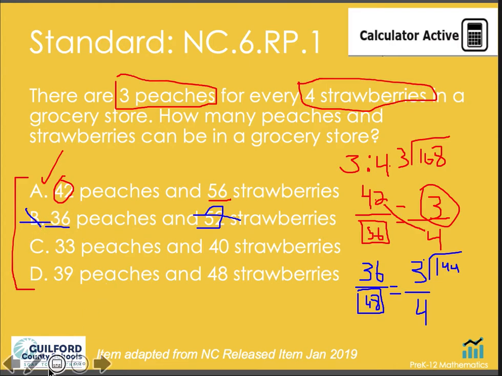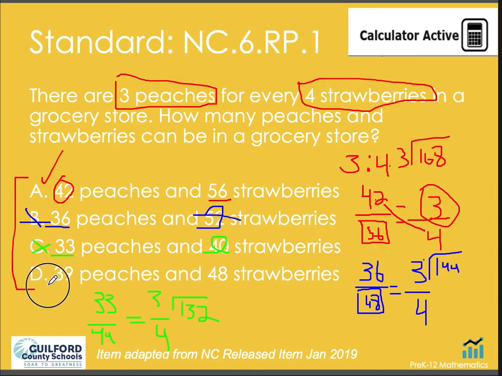Now I'm going to check C. I'm going to change my pen color again. We're going to check 33. 33 is equivalent to that 3 peaches, 4 strawberries. So we have 33 multiplied by 4, and that gives me 132. I'm going to divide that by 3. That equals 44. So this is 40, not 44. So C is incorrect. I'll change my pen color just so you guys can see it.